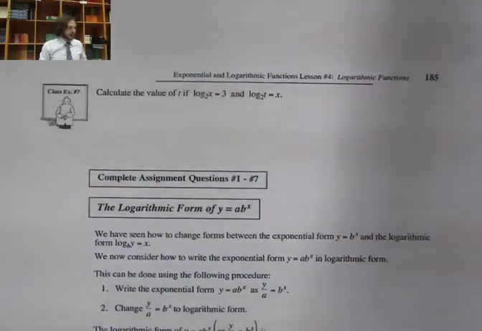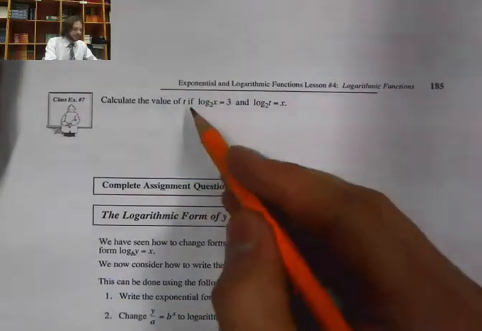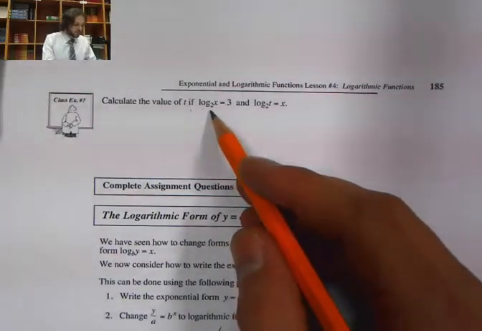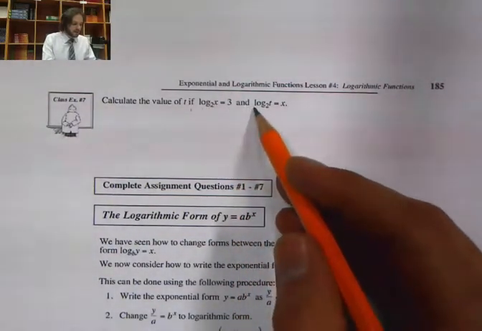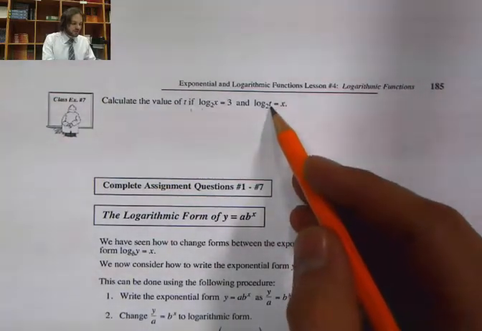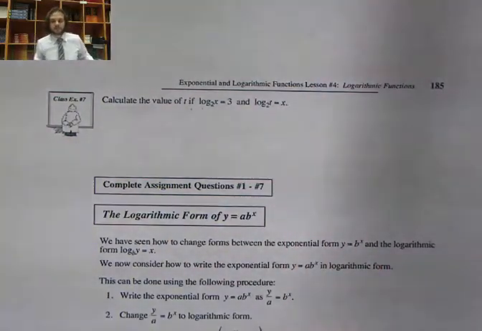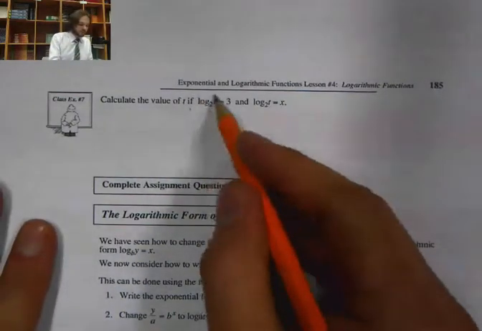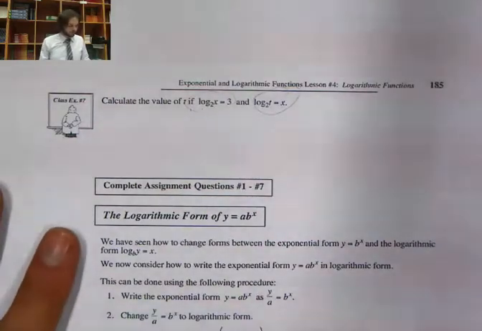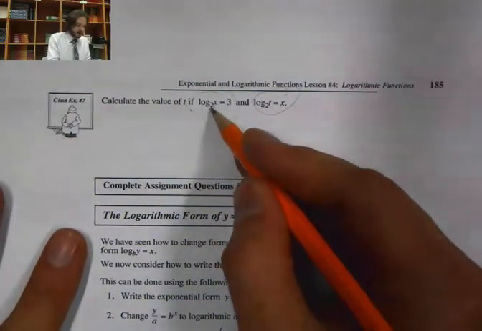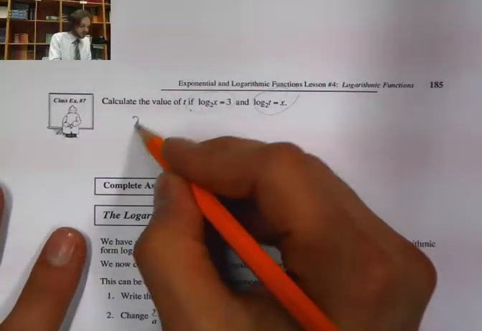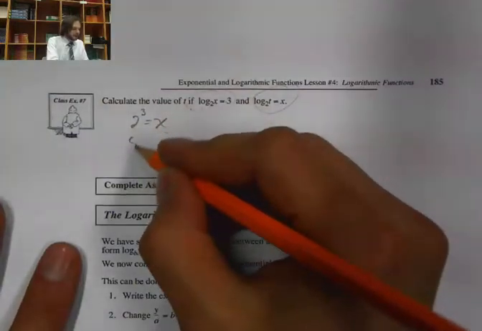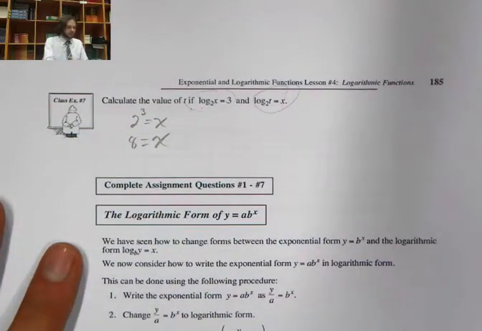Okay, let's take a look at question number 7. It says, calculate t if log base 2 of x is equal to 3, and log base 2 of t is equal to x. All right, so let's try and find this one. So let's first convert these into exponential form. This one right here, I could solve for x by converting to exponential form. This is saying 2 to the power of 3 is equal to x. That's nice. So I get 8 is equal to x. So I know x is 8.